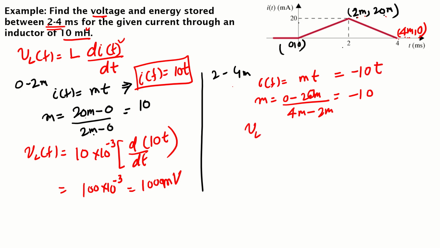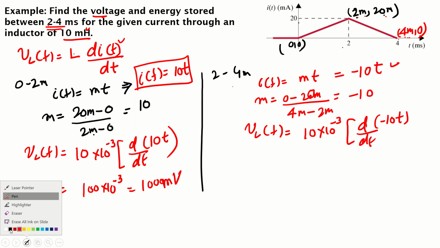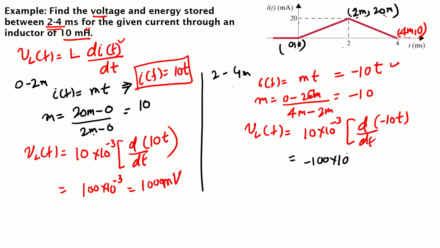What will be the voltage for this case? L, which is 10 millihenry, times the derivative of current. The current is minus 10t, which we just found. Let's simplify. Minus 10 comes outside, so it becomes minus 100 times 10 power minus 3. The derivative of t with respect to t is 1. So basically minus 100 millivolt.